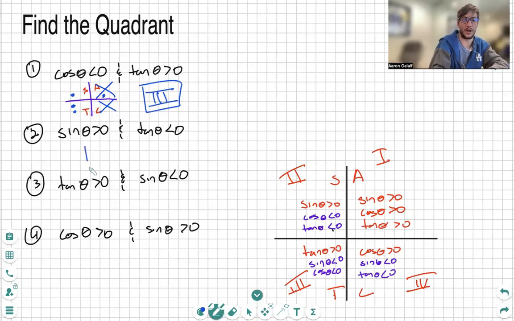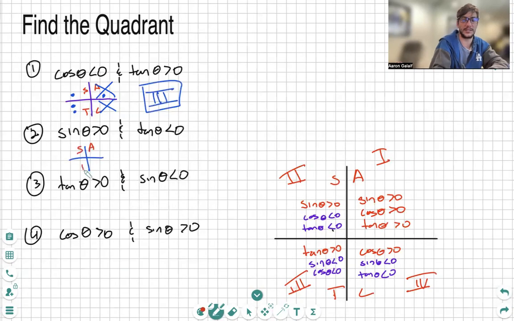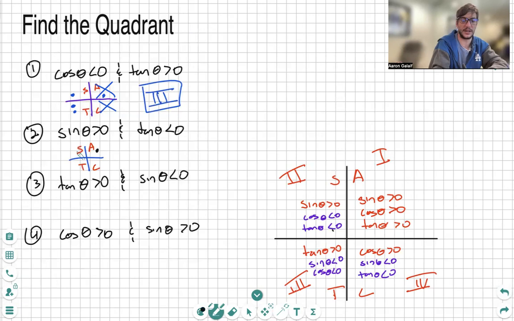Next, we draw a little guy. Then we write down All Students Take Calculus. We have sine is positive, tangent is negative. Where is sine positive? Sine is positive here and here. First two quadrants. Cancel out the bottom two quadrants. Where is tangent negative amongst those first two quadrants? In the second quadrant, where only sine is positive, tangent is negative. We have our second quadrant.